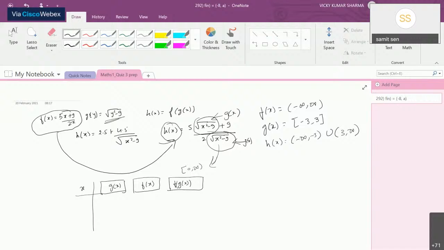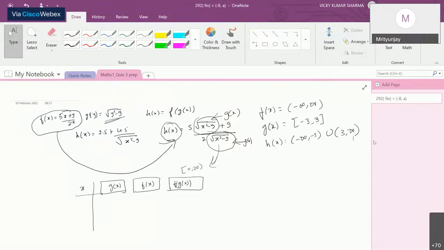If you put 3, what will happen is the denominator will become 0 and the function will become invalid. Actually, you cannot put 3, but the value of m is 3 because it is not included in the interval. You just check the question, or if you can project the question. Am I audible, sir? Yes.